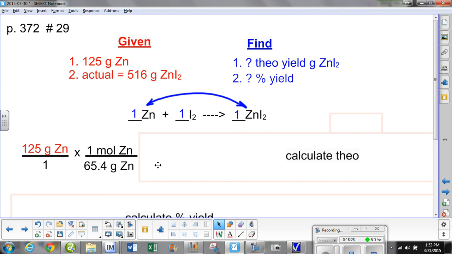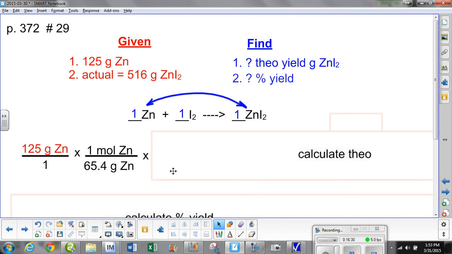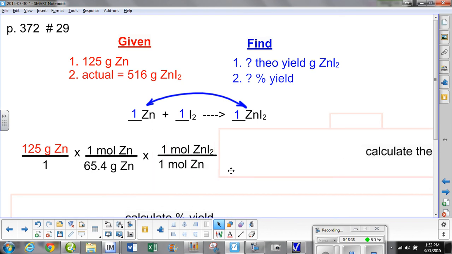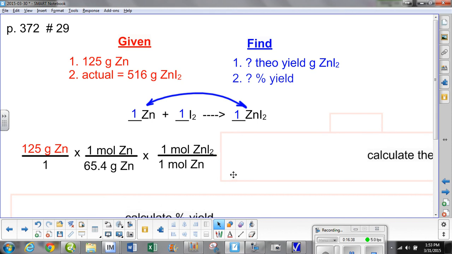Michael, what do you have for the next fraction, which has to be the mole ratio? 1.912? No. It's 1 to 1. See, this is the mole ratio. You use the coefficients in the balanced equation to get that mole ratio, and all you have to do is pop in the word mole. And you've got it. Okay?